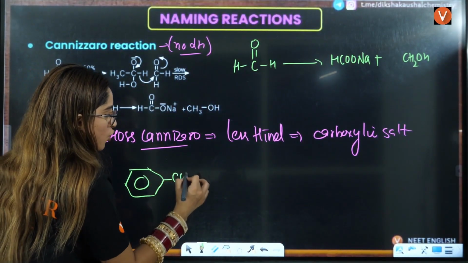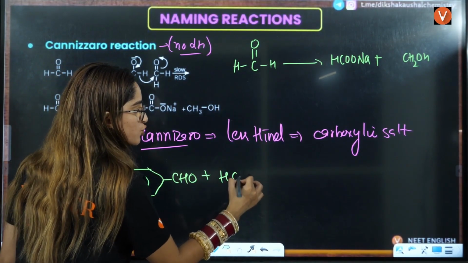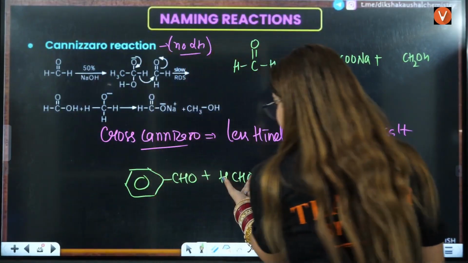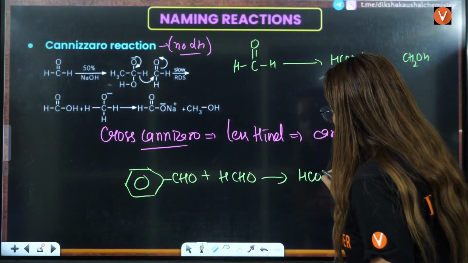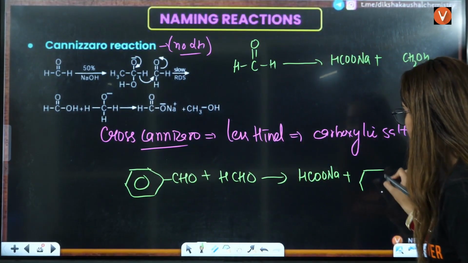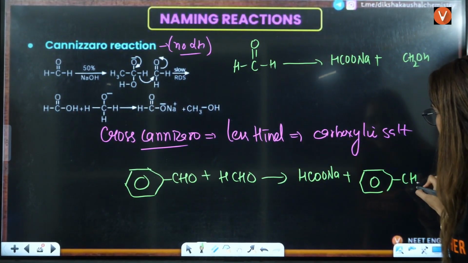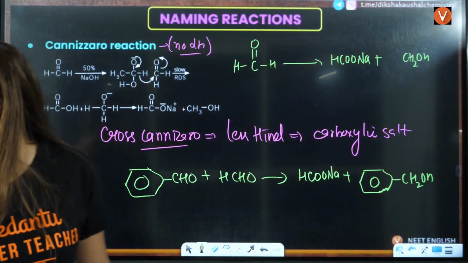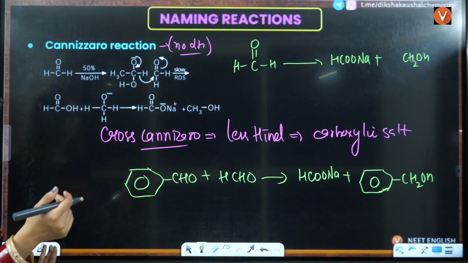For example, let's say I have these two things. This is CHO and this is HCHO, right? So here the less hindered is this one. So it will form carboxylic salt, and more hindered is this one. That's why it will form the alcohol, that is CH2OH. That is how you're going to do this reaction. Okay, so cross Cannizzaro automatically becomes very important.